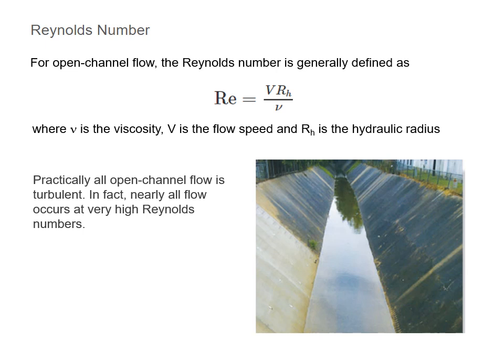For open channel flow, the Reynolds number is generally defined as follows. It's equal to the velocity times hydraulic radius over the viscosity. Practically all open channel flow is turbulent. In fact, nearly all flow occurs at very high Reynolds numbers.